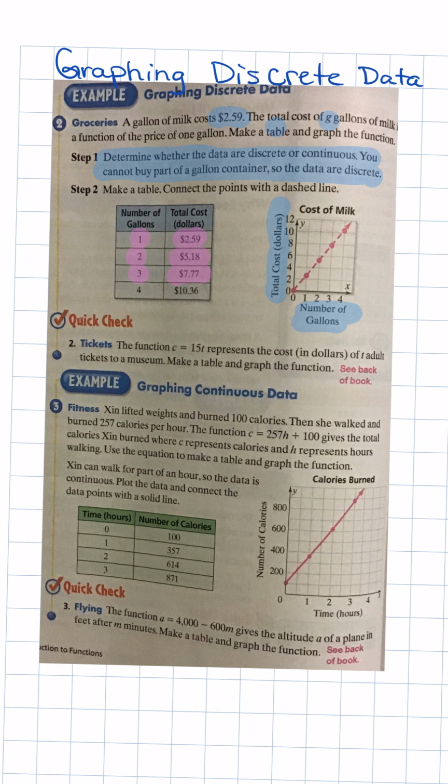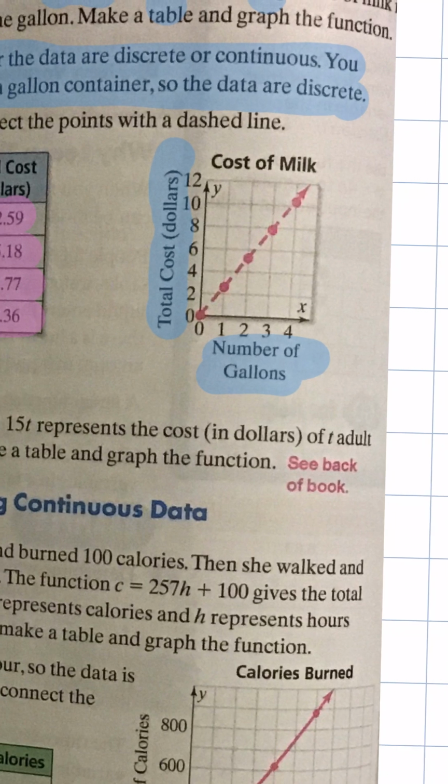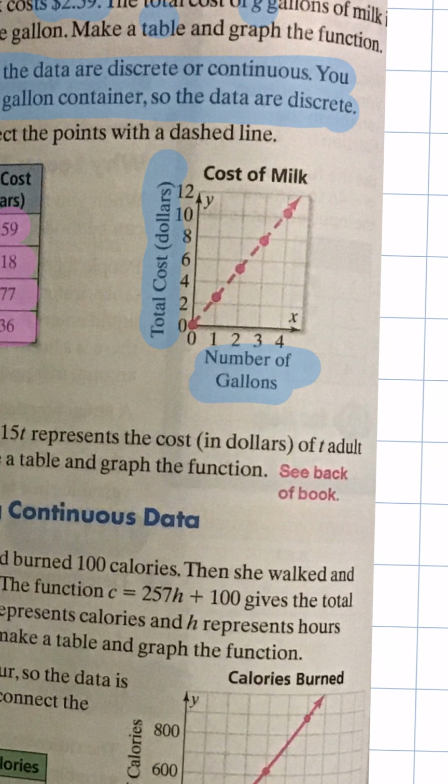2 gallons, so you're going 2 times $2.59 equals $5.18. 3 times $2.59 equals $7.77. 4 times the price of the gallon of milk, $2.59, equals $10.36. So you'll notice on this chart, it doesn't have the exact numbers. So they're just estimating.